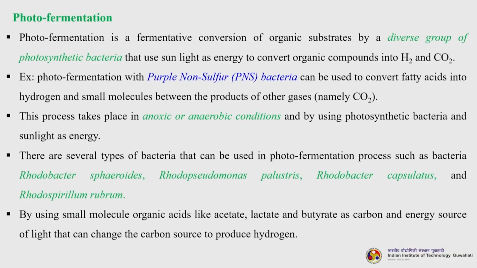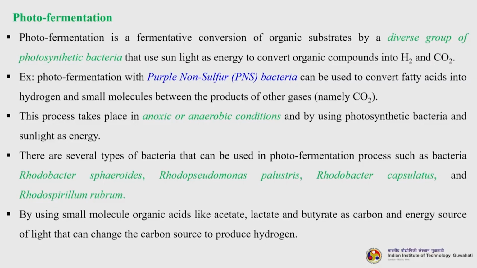So, we will now discuss photofermentation. Photofermentation is a fermentative conversion of organic substrates by a diverse group of photosynthetic bacteria that use sunlight as energy to convert organic compounds into hydrogen and carbon dioxide. For example, photofermentation with purple non-sulfur bacteria, which are well known as PNS bacteria, can be used to convert fatty acids into hydrogen and small molecules, along with other gases, namely carbon dioxide. This process takes place in anoxic or anaerobic conditions, using photosynthetic bacteria and sunlight as energy.